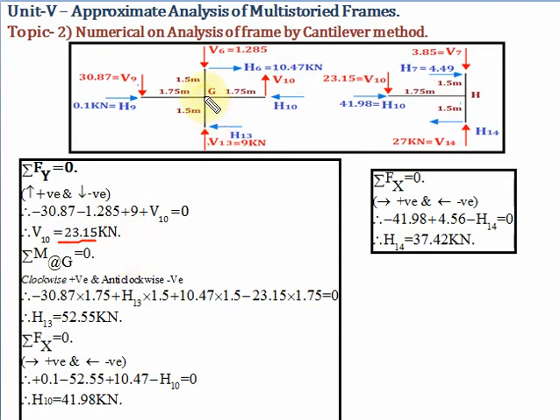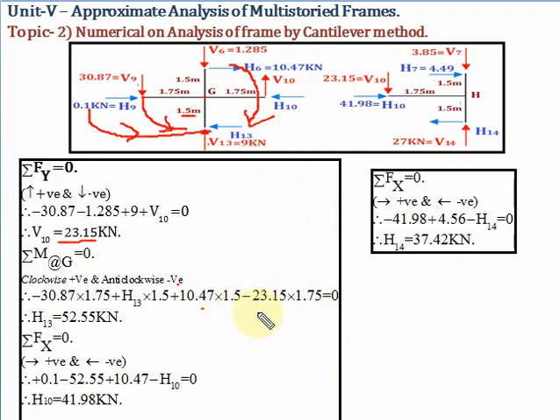Taking the moment at joint G equal to 0, clockwise positive, anti-clockwise negative. So V9, 30.87 into 1.75. Then H10, how is it acting? It is acting in this way, clockwise direction, plus, what is the distance? 1.5. Then 10.47 again acting clockwise into 1.5, and 23.15.